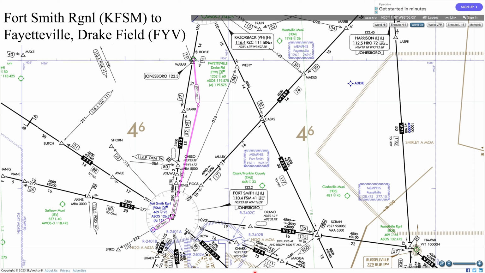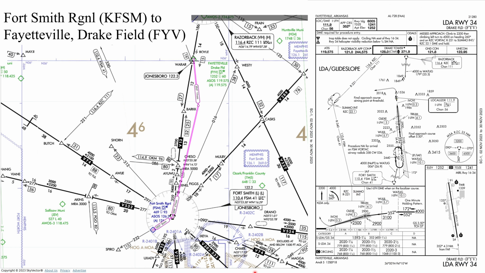To demonstrate flying this type of approach, we'll conduct a short IFR flight between Fort Smith Regional Airport in Fort Smith, Arkansas to Fayetteville's Drake Field in Fayetteville, Arkansas in the G1000 equipped Cessna 172. We'll plan to fly the LDA approach to runway 34 at Drake Field, which is an LDA approach with a glide slope.